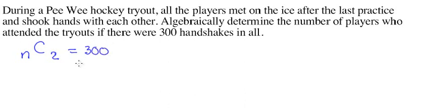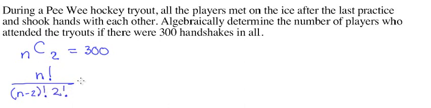From that, we have to work backwards and figure out what n was to start off. And no fair doing trial and error. We'll have to do this algebraically. So our combination formula tells us that nC2 is n factorial over (n minus 2) factorial times 2 factorial, left number factorial over left minus right factorial, right factorial. And that comes out to 300.